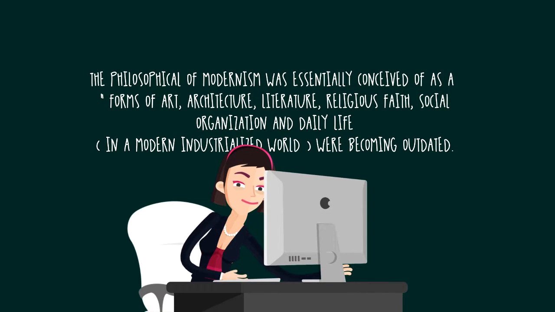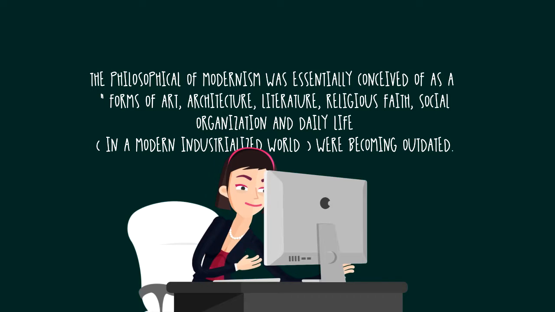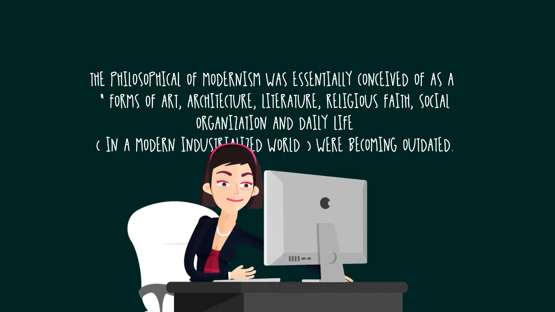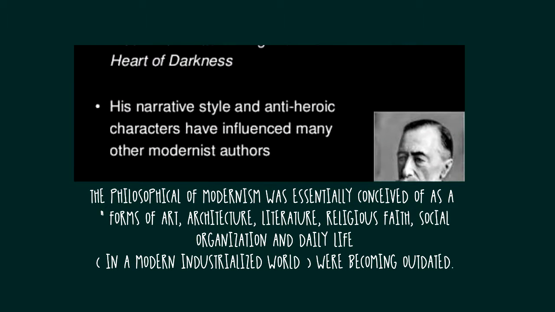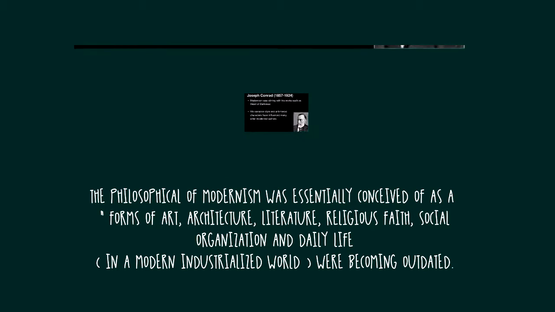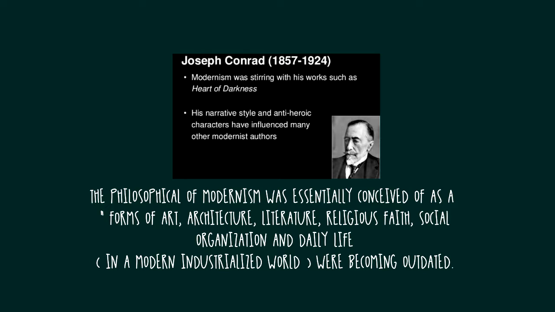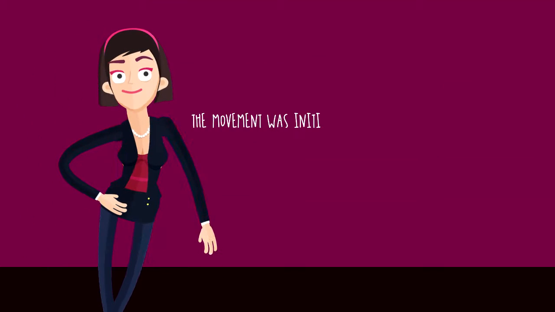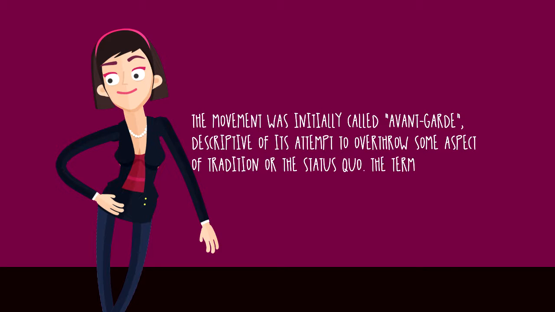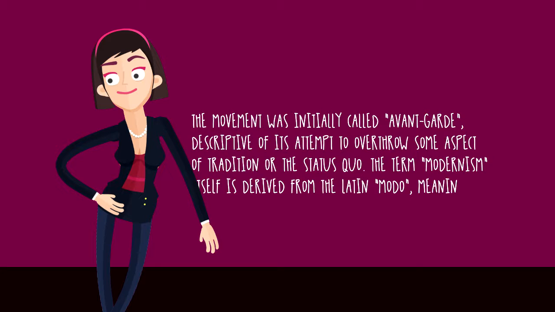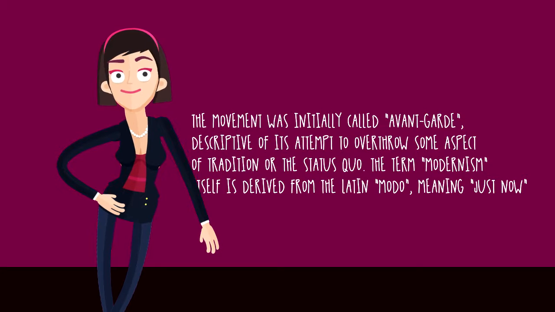The philosophy of Modernism was essentially conceived of as a rebellion against 19th century academic and historic tradition and against Victorian nationalism and cultural absolutism. Modernism held that the traditional forms of art, architecture, literature, religious faith, social organization, and daily life in the modern industrialized world were becoming outdated. The movement was initially called avant-garde, descriptive of its attempt to overthrow some aspect of tradition or the status quo. The term modernism itself is derived from the Latin modo, meaning just now.